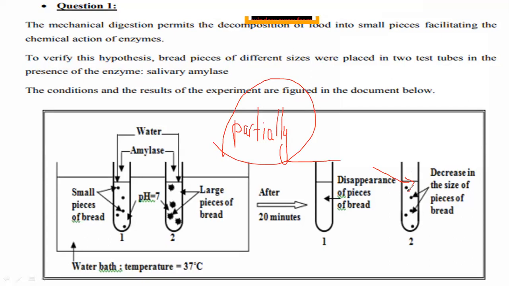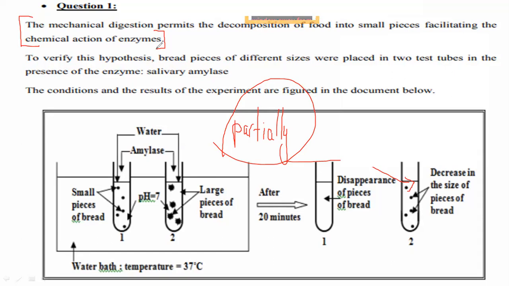Conclusion that I told you, you have to study it. Mechanical digestion facilitates the chemical digestion and allows the digestion to finish faster. And I can add a question. Is the hypothesis validated? Yes, it's validated. It's approved. Why? Because they said mechanical digestion permits the decomposition of food into small pieces, facilitating the action of the enzyme, the chemical action. So as I told you in the explanation, mechanical digestion facilitates the chemical digestion and allows the digestion to finish faster.